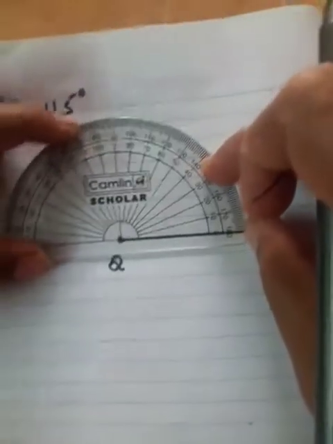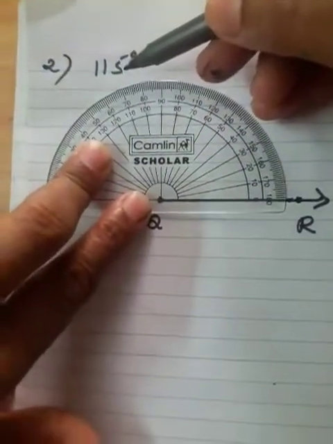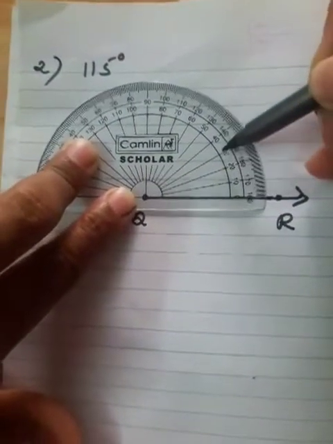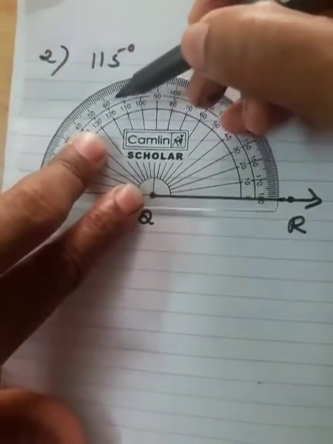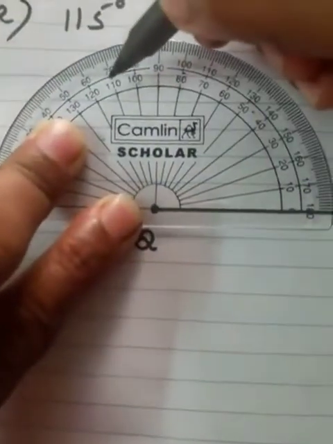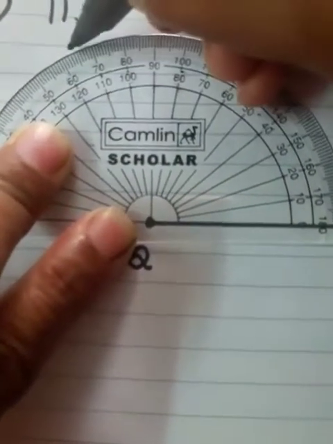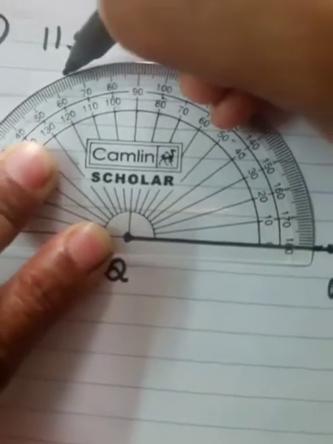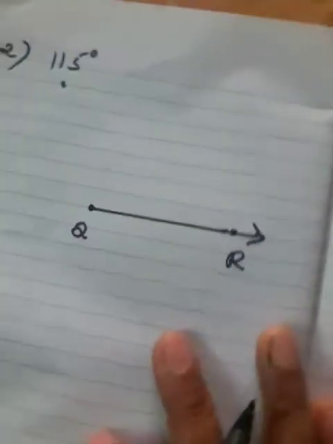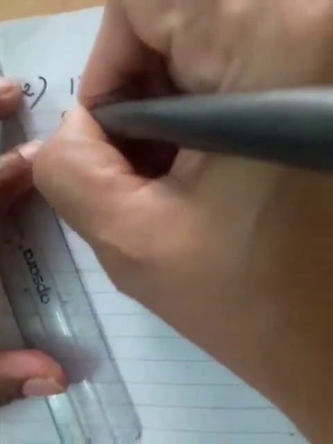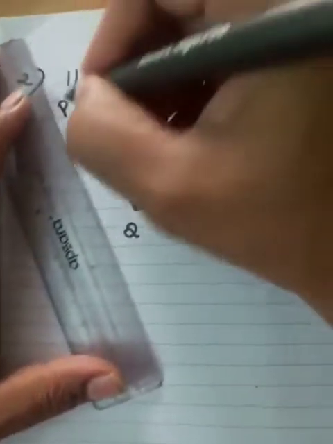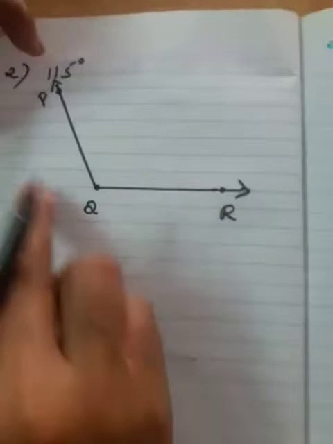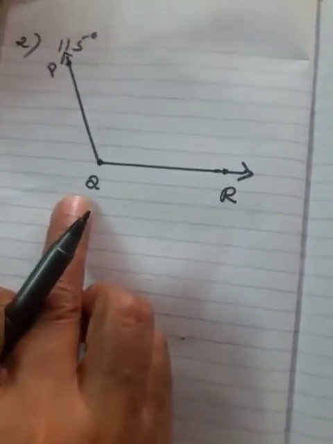Now using the protractor, make the mark at 115 degrees. So 0, 10, 20, 30, 40, 50, 60, 70, 80, 90, 100, 110, 115. It comes between 110 and 120. So this is 115. Correct. So this is P. Now join P and Q. Now angle PQR is formed. The measure of this angle is 115 degrees.